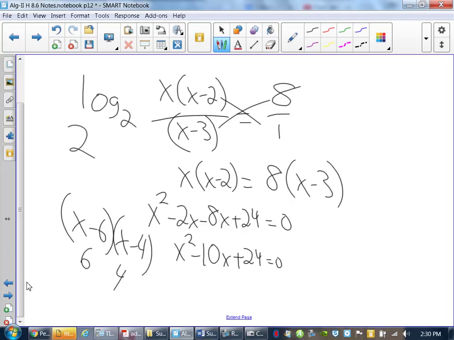Did I lose you when I brought this over? Remember, this is just 8x minus 24, and I just subtracted over right away. I knew I was going to have to set it equal to 0. I just skipped this step.